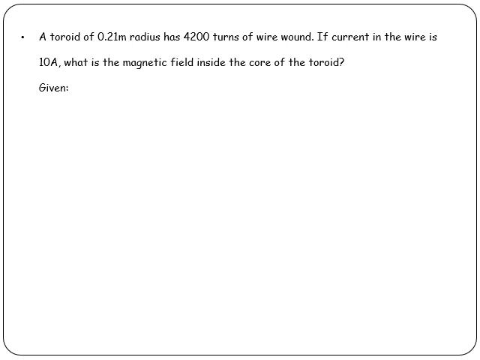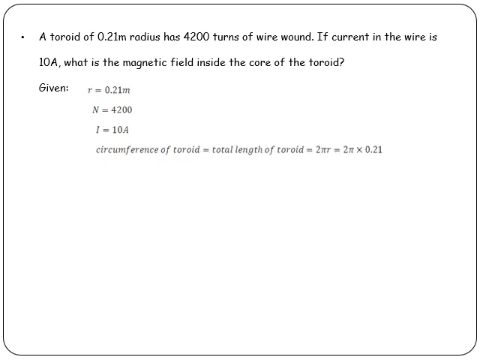Next question. A toroid of 0.21 meter radius has 4200 turns of wire wound. If current in the wire is 10 ampere, what is the magnetic field inside the core of the toroid? So let's see what all is given. Radius is given 0.21 meter. Number of turns is 4200 turns. Current is 10 ampere.